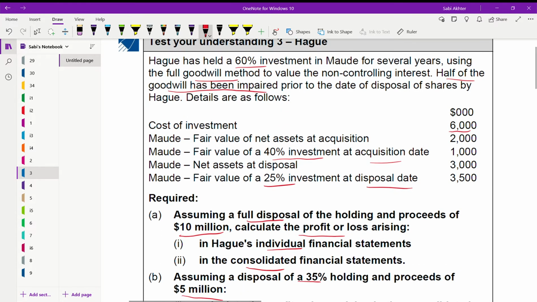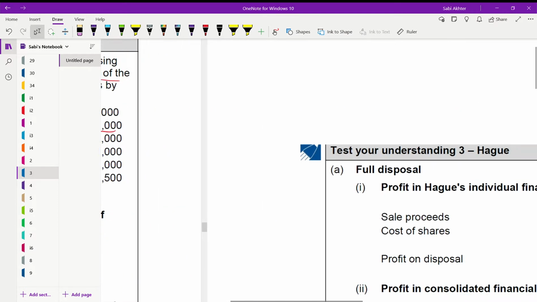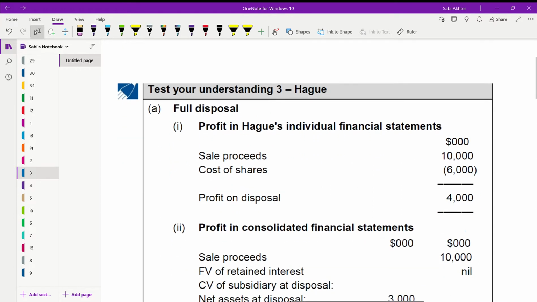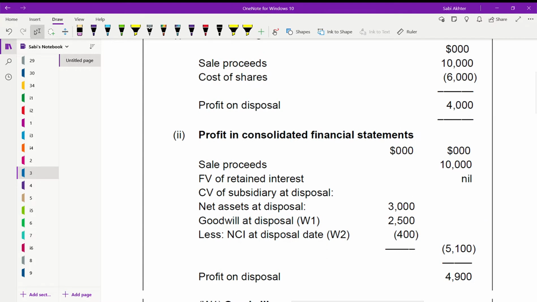Now, in the individual financial statements, it's easy. Sales minus cost. You are selling it for 10 million, minus the cost of investment, 10 minus 6 million. Right? 4 million is the profit. This is easy. Coming to the consolidated financial statements.